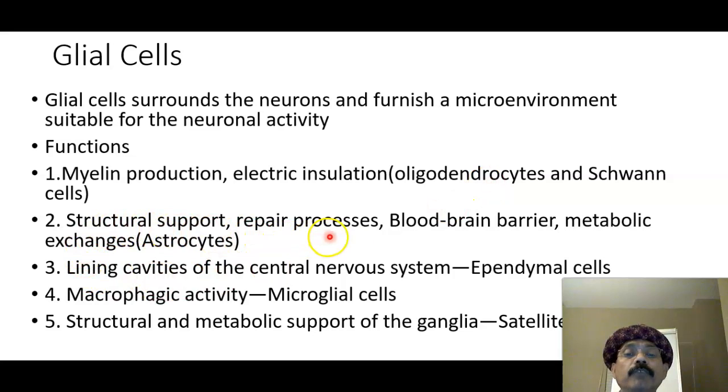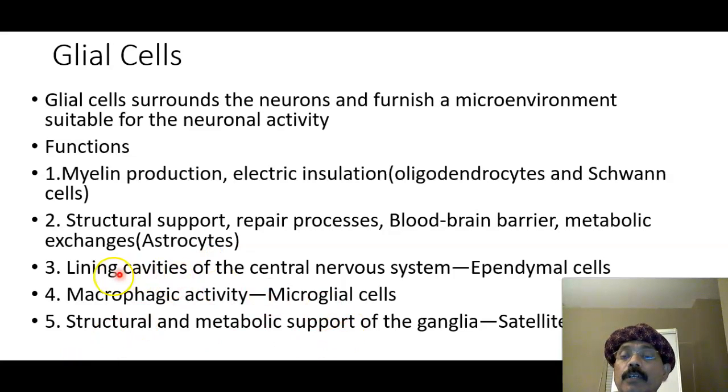Structural support, repair, blood-brain barrier, and metabolic exchanges are done by the astrocyte. We have two types of astrocyte, fibrous astrocyte and protoplasmic astrocyte. Protoplasmic astrocyte is present in the gray matter, fibrous astrocyte is present in the white matter. Most adult brain tumors arise from the fibrous astrocyte, and astrocytes are the most abundant neuroglial cell.